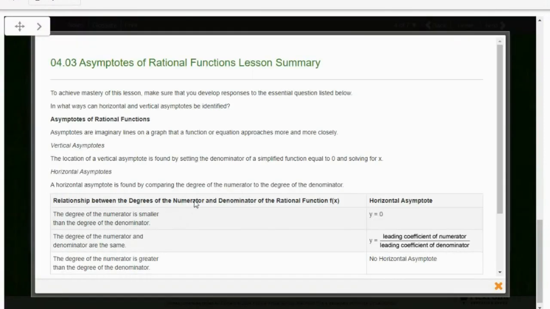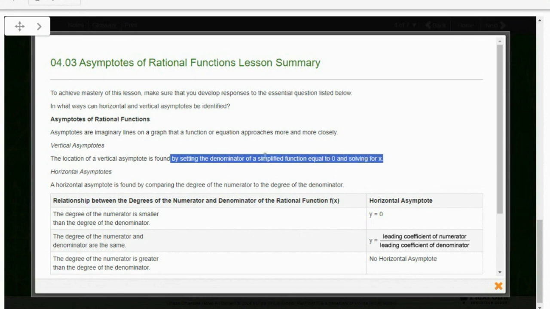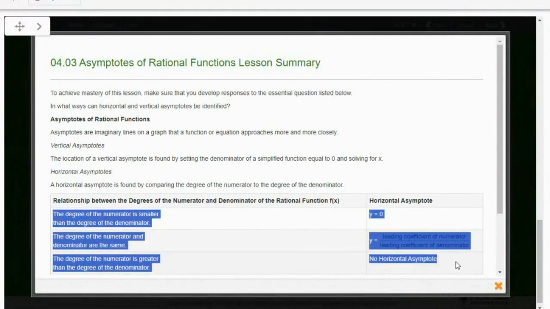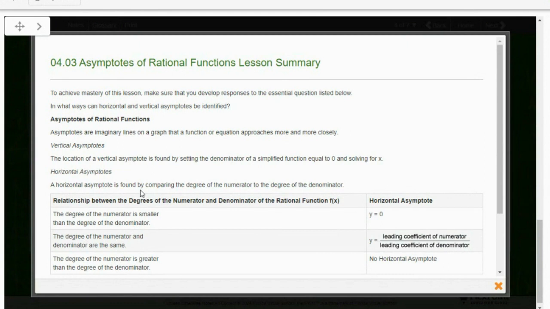Lesson summary right here on page 4. Asymptotes. Talks about vertical asymptotes, horizontal asymptotes. You find the vertical asymptote by setting the denominator equal to 0 and solving for x. And it says of the simplified function, which means if you have x plus 2 over x plus 2, numerator and denominator, those cancel out and do not count for the vertical asymptote. You have to simplify it. And that'll give you the asymptote. Remember, that's a hole. That's not an asymptote. And then the horizontal asymptote has this chart again here in the summary. So that's how we find the asymptotes.